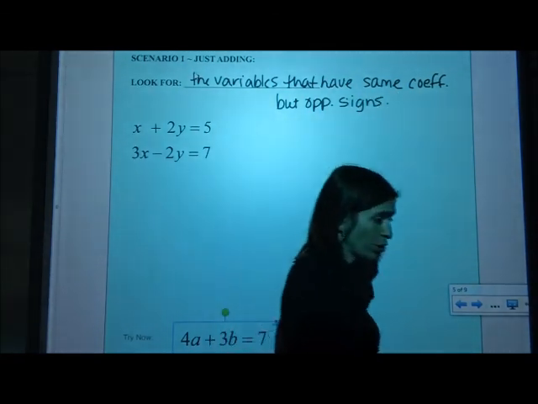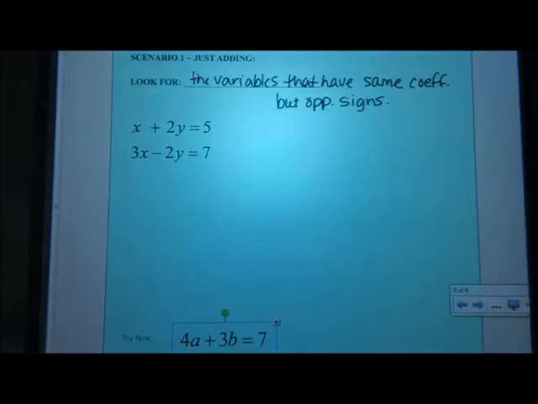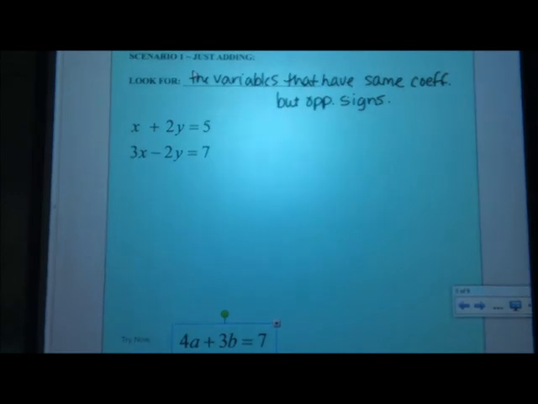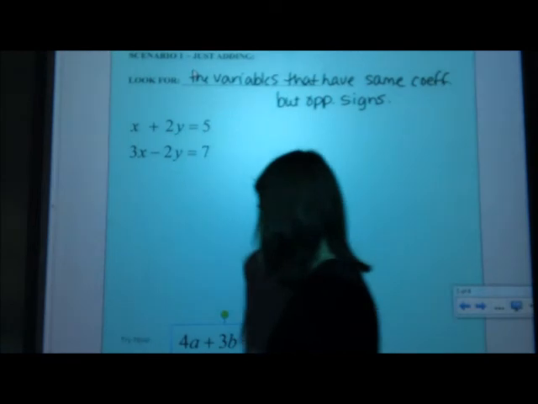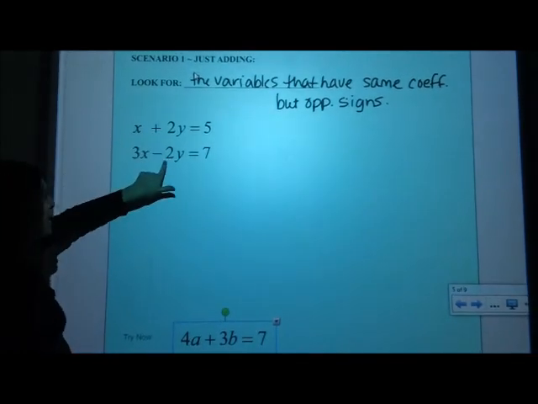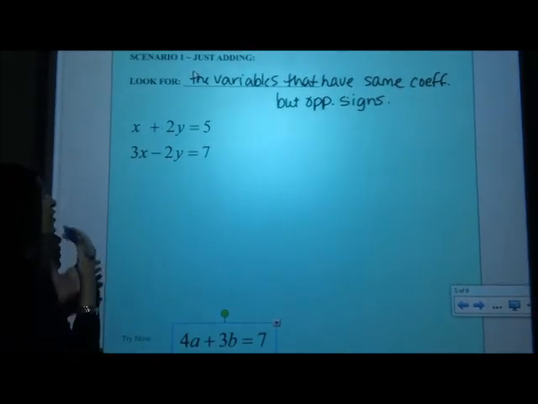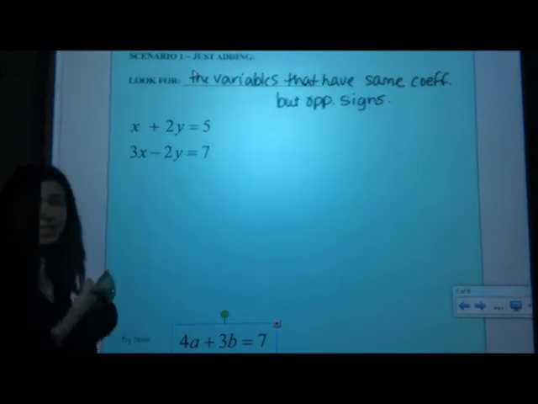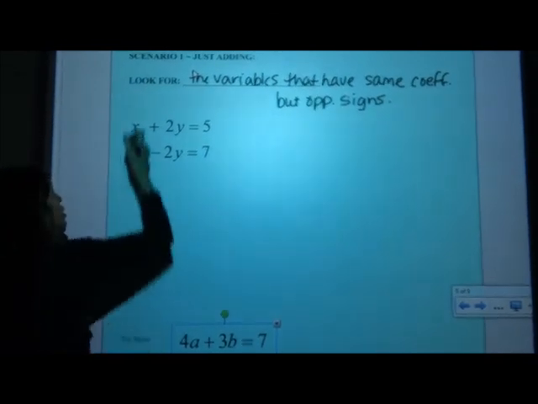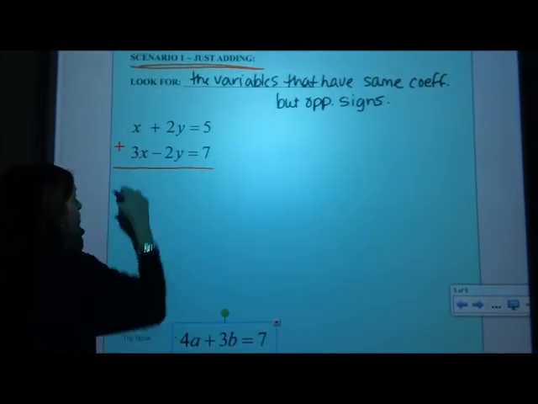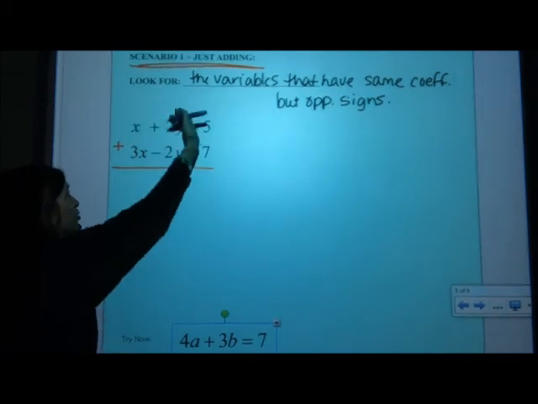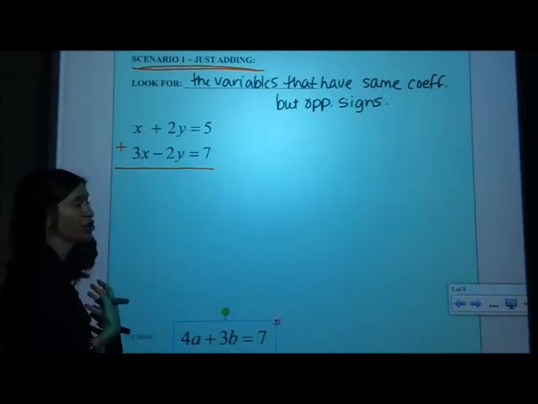Okay? So while you're writing that, I'm just making sure that you guys can see everything that we're doing on the graph. Okay, perfect. So I look at it and I see I've got 2y and a negative 2y, so I have variables that have the same coefficient, opposite signs. So this is scenario 1. That means we just add the equations together. Okay, and I put a plus here and I make a line because I want to make sure I add every single piece of the equation together.